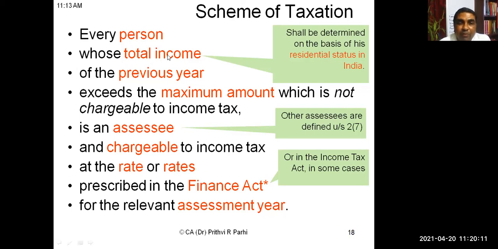First of all, we want to understand the term person. The term person is defined. Wait a minute. So first, as I told you, every person whose total income exceeds the maximum amount which is not chargeable to tax is an assessee. And in that case, he will be chargeable to income tax at the rates prescribed in the Finance Act for the relevant assessment year. That concept we have just got.